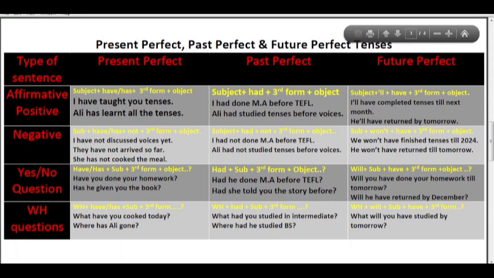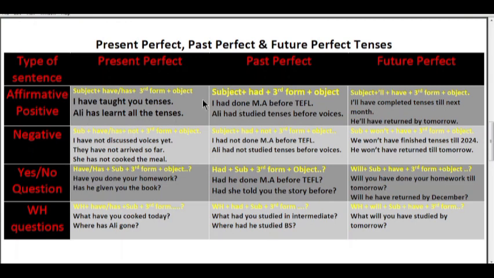Now, how to make positive sentences in present perfect tense? So here we have subject, then has or have. Remember, has is used with singular subjects while have is used with plural. Then the third form or past participle, then the object. For example, I have taught you tenses. Ali has learnt all the tenses.